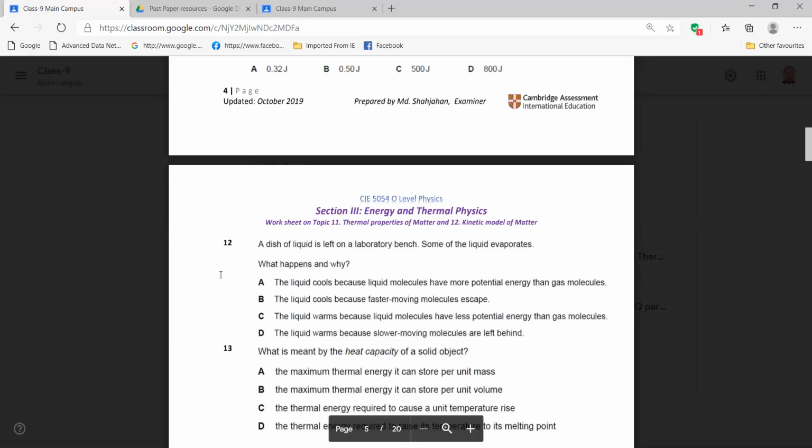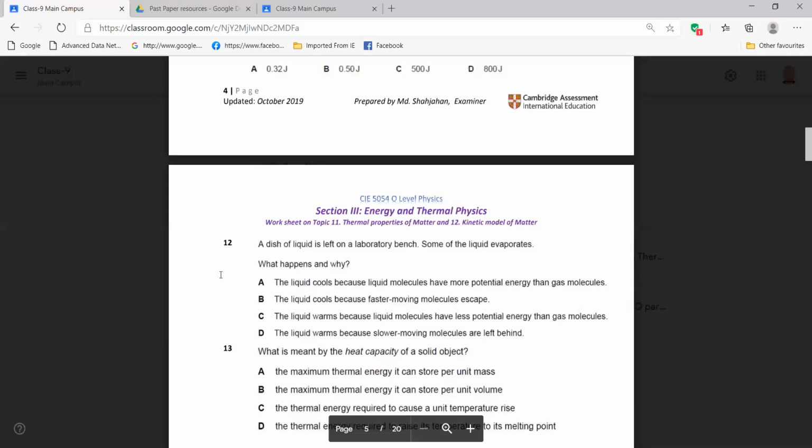Okay, so here the potential energy will remain the same, but the kinetic energy will change. You know, the internal energy is the sum of potential energy and kinetic energy. So here the potential energy will be constant, and the kinetic energy will change. This is one idea.